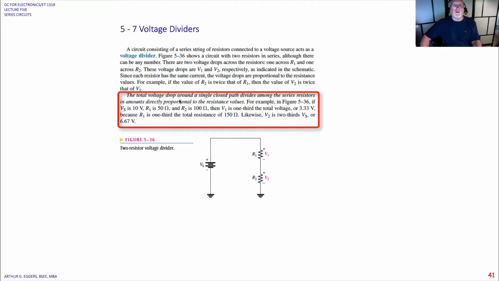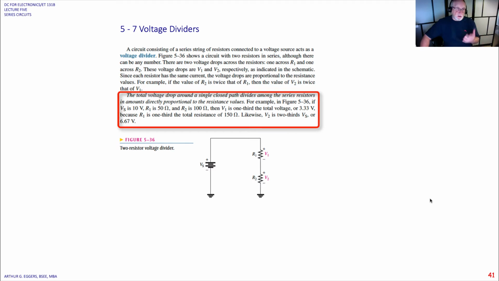The total voltage drop around a single closed path divides among the series resistors in amounts directly proportional to the resistance values. So for example, if the source were 10 volts, R1 were 50 ohms, and R2 were 100 ohms, then V1 is 1/3 the total voltage, or 3.33 volts, because R1 is 1/3 the total resistance of 150 ohms. Likewise, V2 is 2/3 of the source, or 6.67 volts.